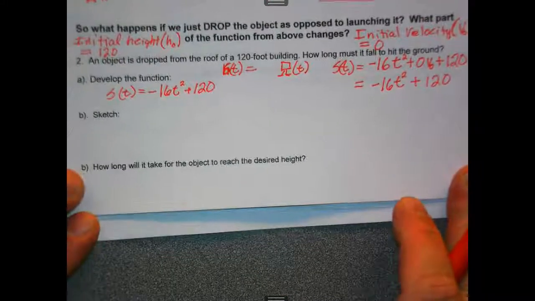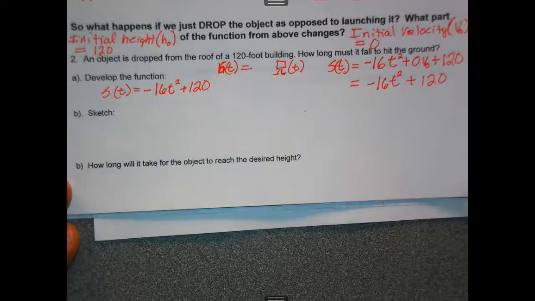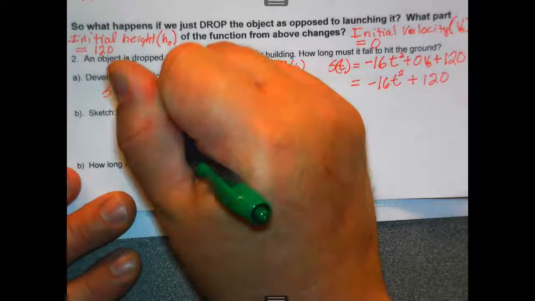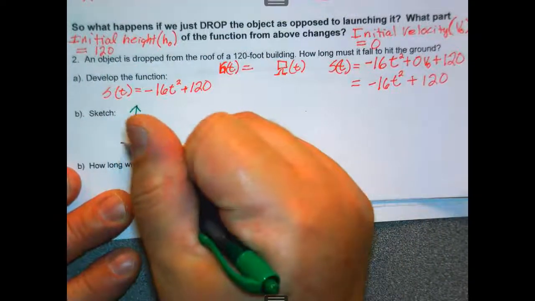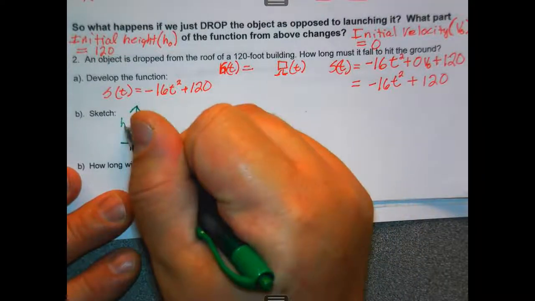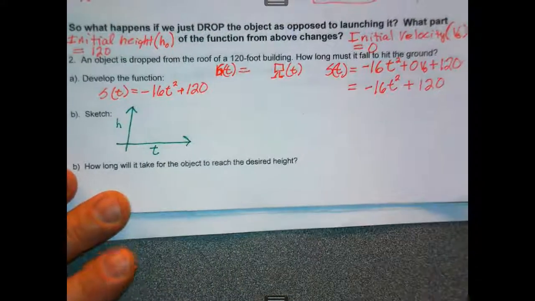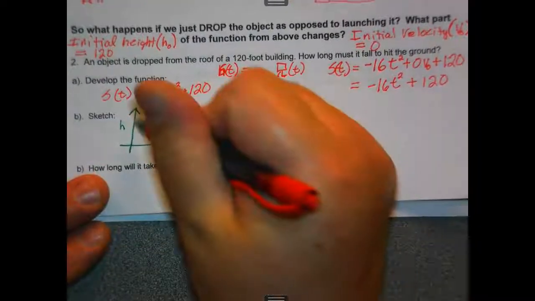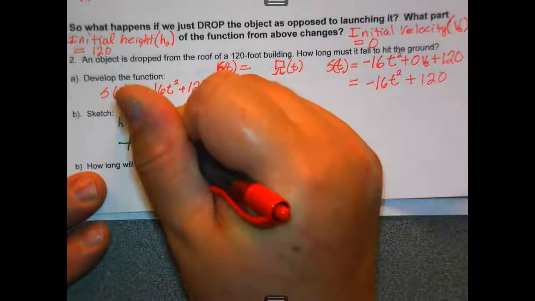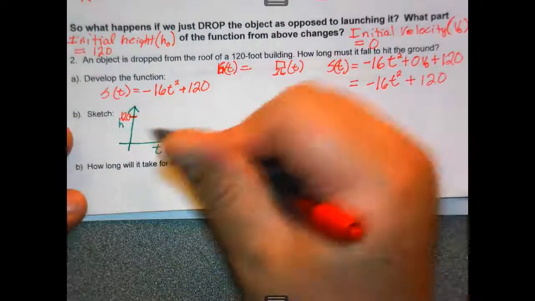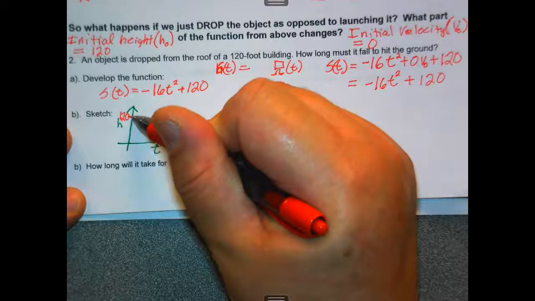All right, so let's sketch what's happening here. Here's my height. Here's my time. Okay, where am I starting at? My height. That's it, 120. So I'm starting there, and then I'm dropping this. So it's just going to go.